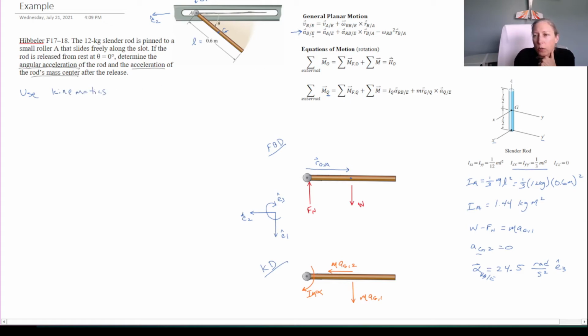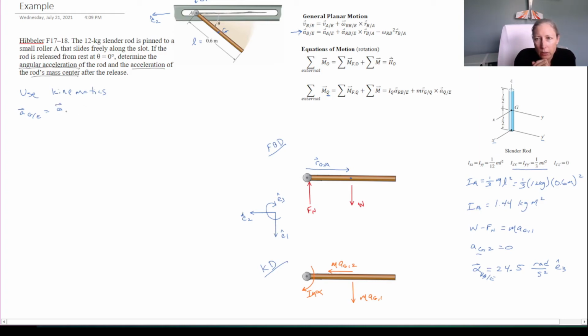And I am going to translate the acceleration equation. So I don't want the acceleration of B with respect to E. I want the acceleration of G with respect to E. So let me just translate that. So this is going to be the acceleration of G as seen from E. And I'm viewing the mass center G as kind of rotating around point A. Now, you could do it the other way, and I'll talk about that in a second.